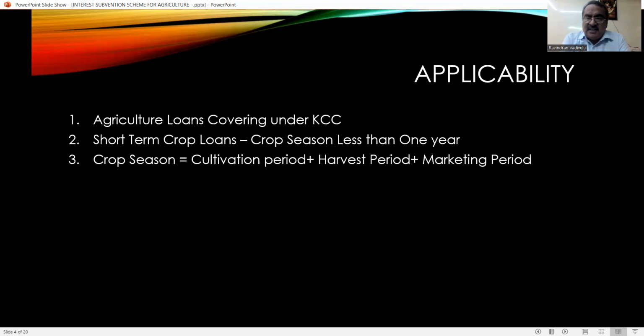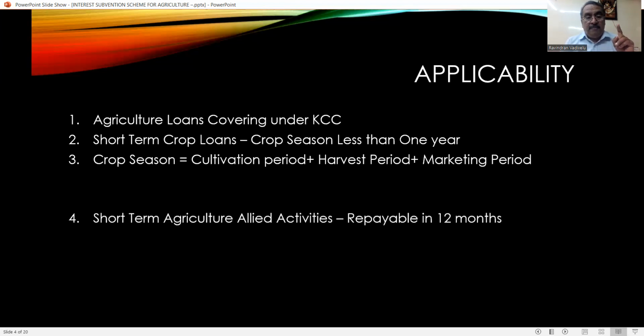Even the managers, when they sanction the loan, define the crop season based on their head office circular. So crop season, don't worry at all. You have to refer to the sanction letters, where it is clearly mentioned. One eligible loan is the short-term crop loan.